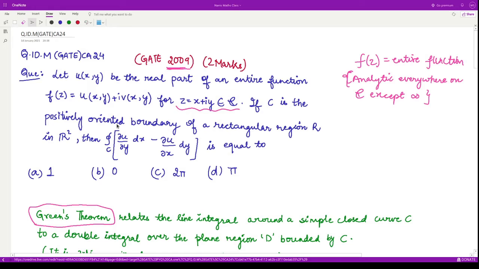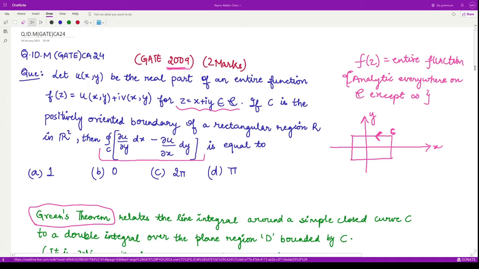If C be the positively oriented boundary of the rectangular region R in R square, so basically what is this R or what is this C? This is R square, this is x axis, this is y axis. Then they are saying we have a rectangle, say something like this. It could be placed somewhere else also, and this is positively oriented, that means this is taken to be in anti-clockwise direction. So this is our C, this is particularly a rectangle. So they are asking what is the integral over the C of this quantity.